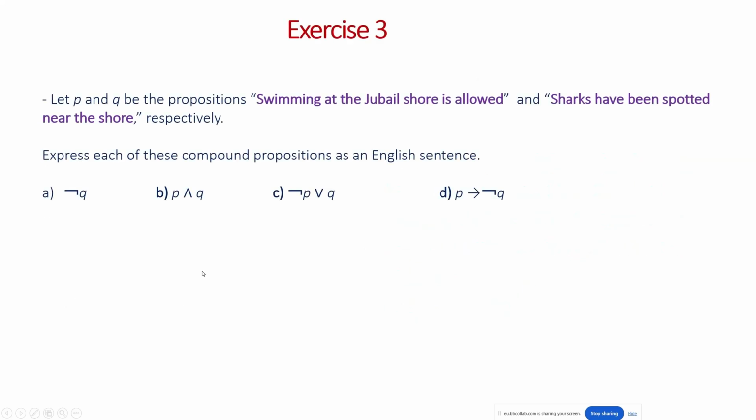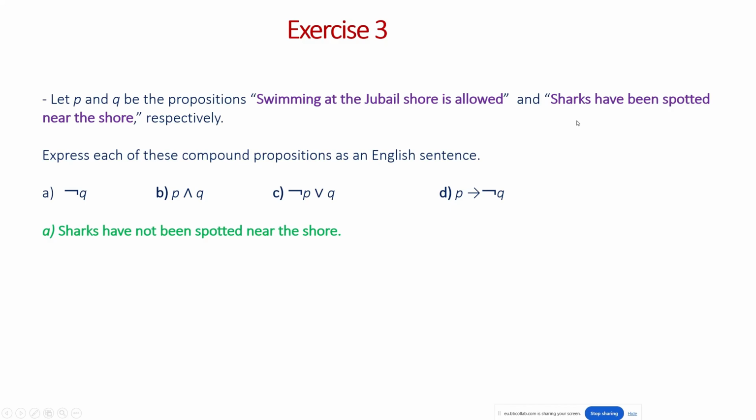Okay, how about this? If P and Q are "swimming at the Jubel shore is allowed" and "sharks have been spotted near the shore," respectively. So this is P, this is Q. Express each of these compound statements as an English sentence. So not Q means sharks have not been spotted near the shore.